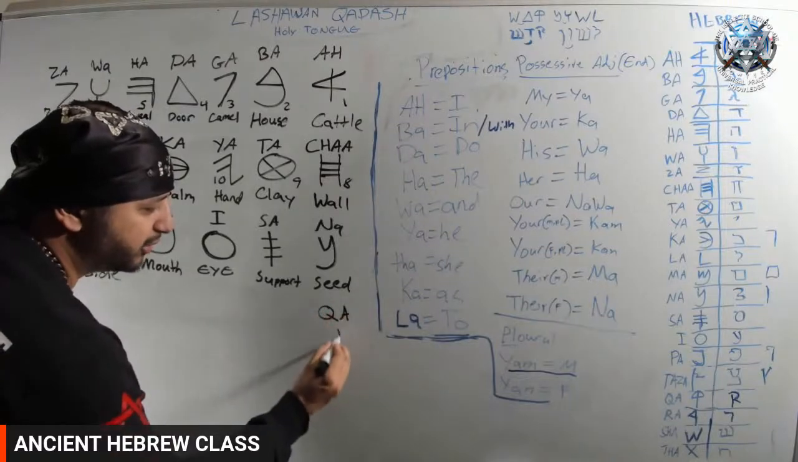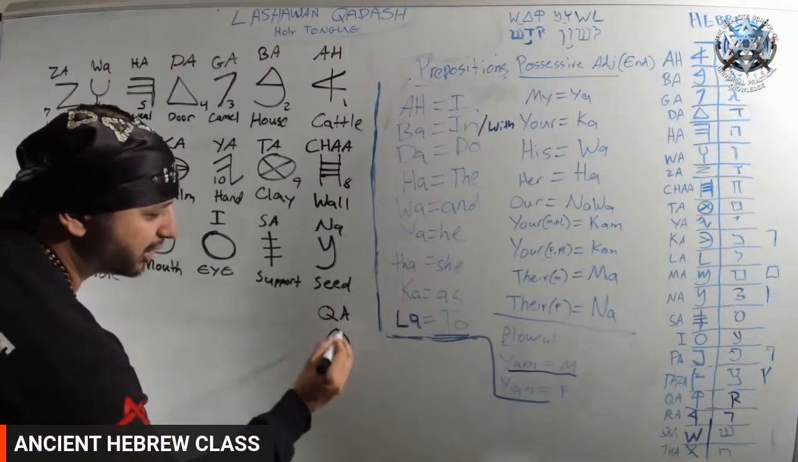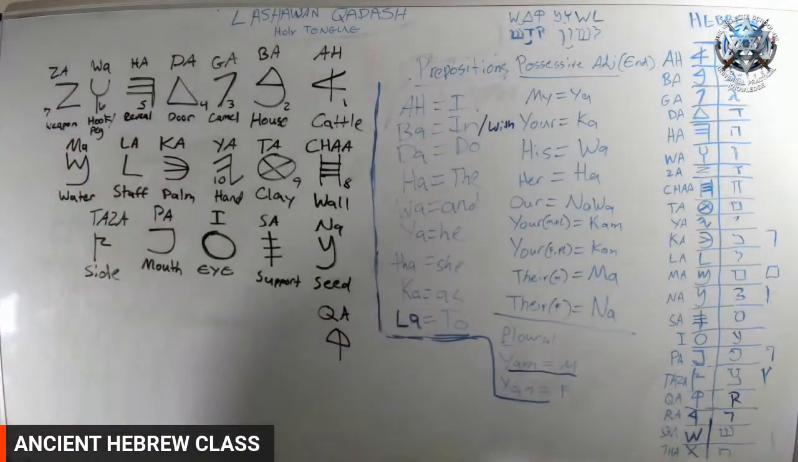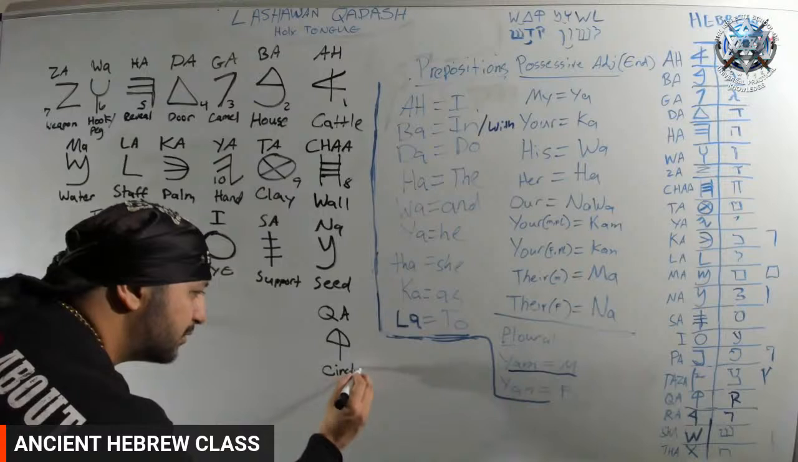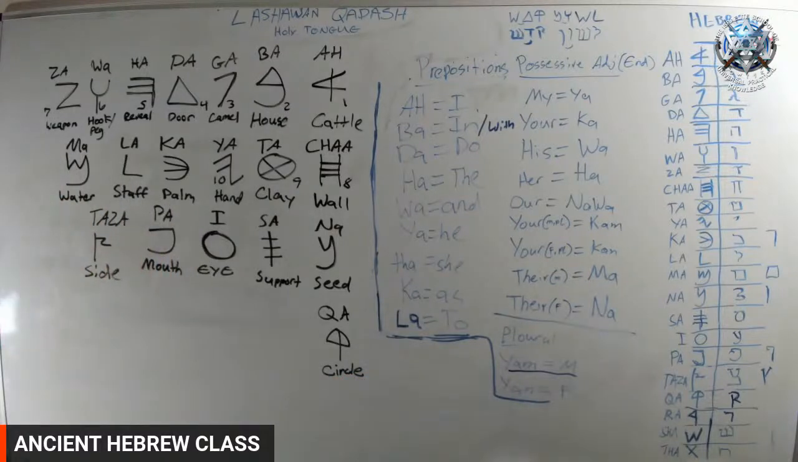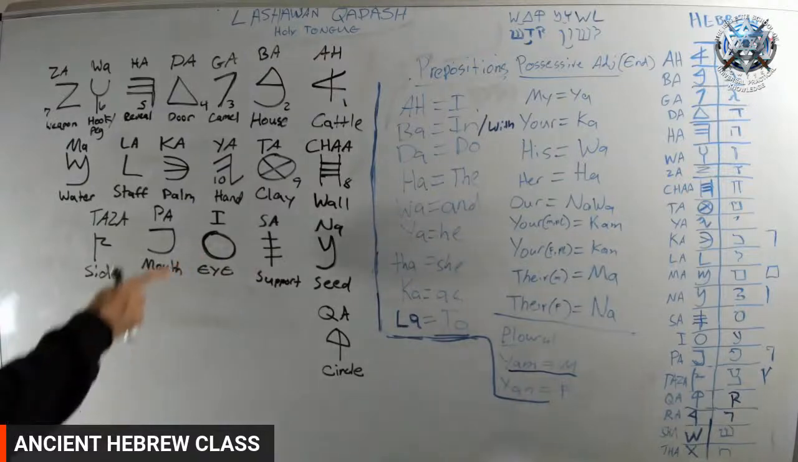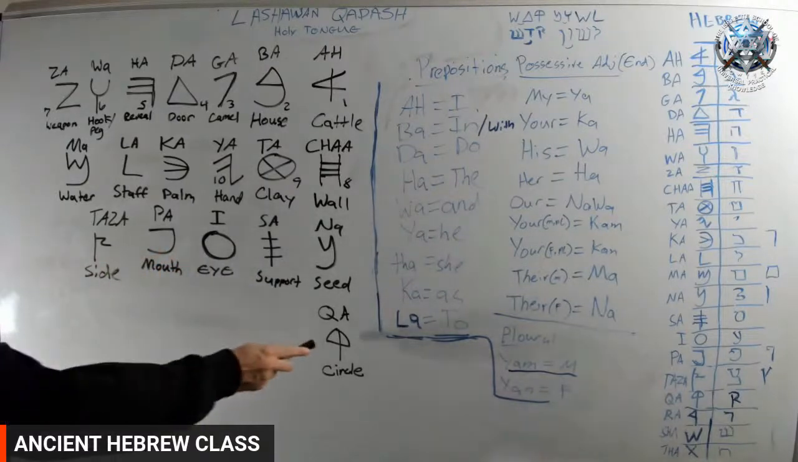Qua. We know qua looks kind of like an umbrella. Qua is actually a circle. It means circle. That's what it looks like, because they couldn't use this, because this was the more obvious circle. But this is still important.